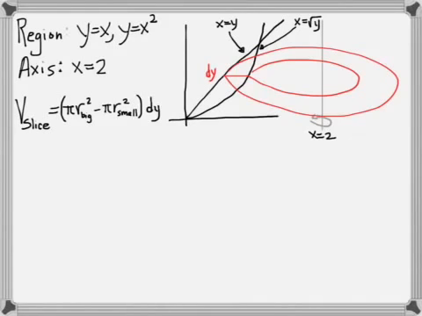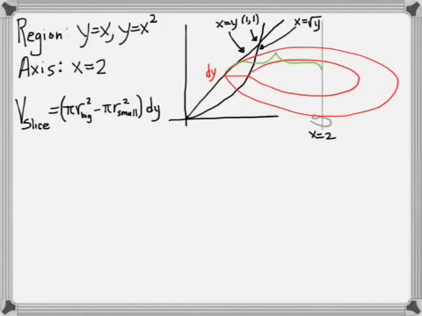So since we need functions of y, I'm going to solve these to make them x equals function of y. Of course, this is just x equals y. It's the same as y equals x. This is x equals square root y. So that's what that curve is. They cross, of course, at 1, 1.